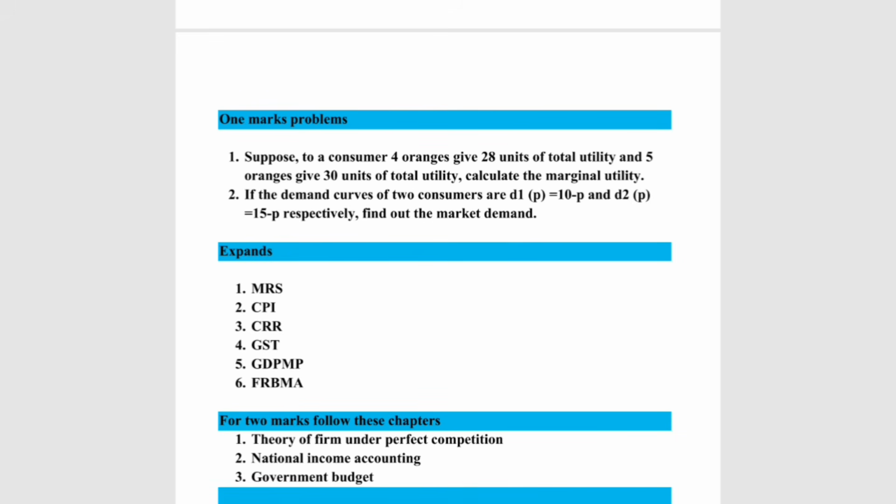Next, for 1 mark, there will be 2 questions, and at least 1 question is going to be asked in your examination. Suppose to a consumer 4 oranges give 28 units of total utility and 5 oranges give 30 units of total utility, calculate marginal utility. If the demand curves of 2 consumers are D1(P) = 10 minus P and D2(P) = 15 minus P respectively, find the market demand. So of these 2 questions, definitely 1 question is going to be asked in the examination.